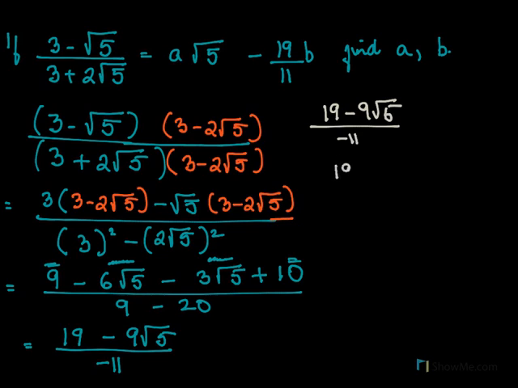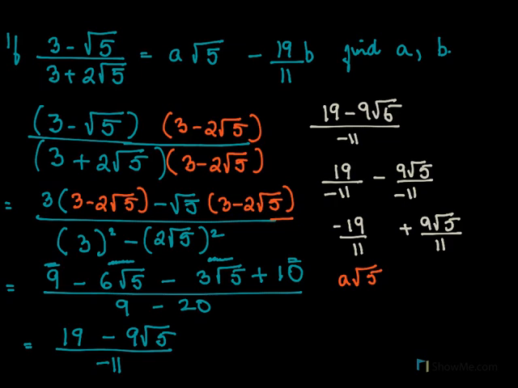So I'll take the LCM separately. So it is 19 over minus 11, minus 9 root 5 over minus 11. So minus 19 over 11, minus minus is plus, 9 under root 5 over 11. And I know they said it is equal to a under root 5 minus 19 over 11b. When I compare these first two terms, now what I did there was wrong. So I need to compare these two terms.